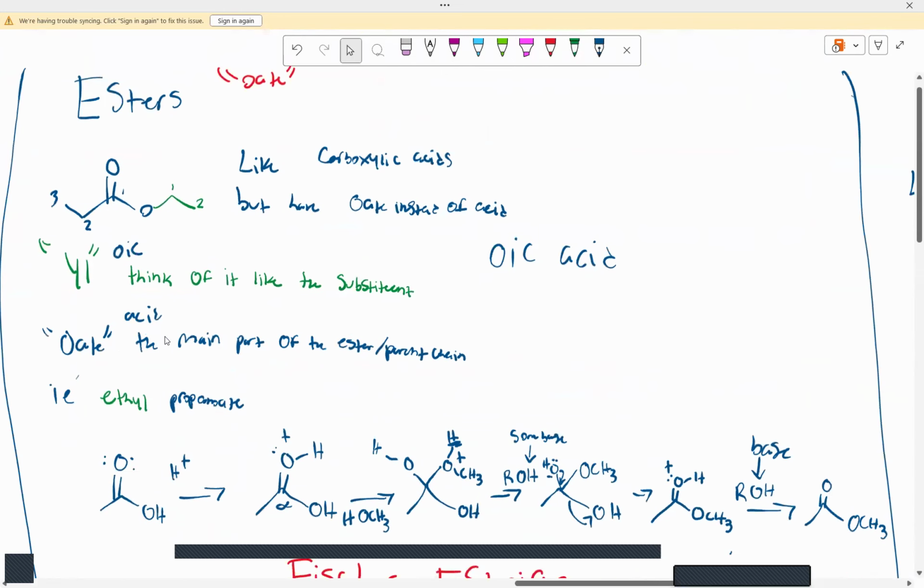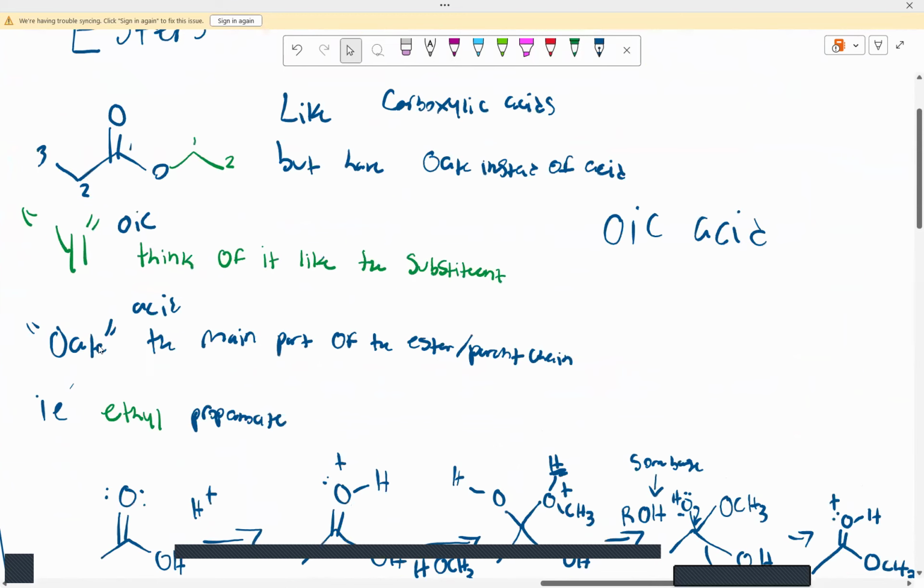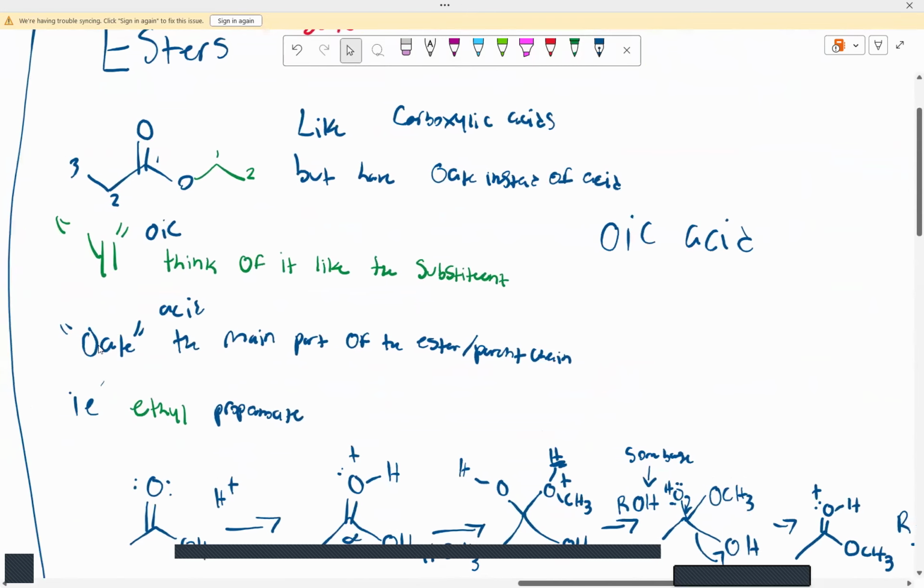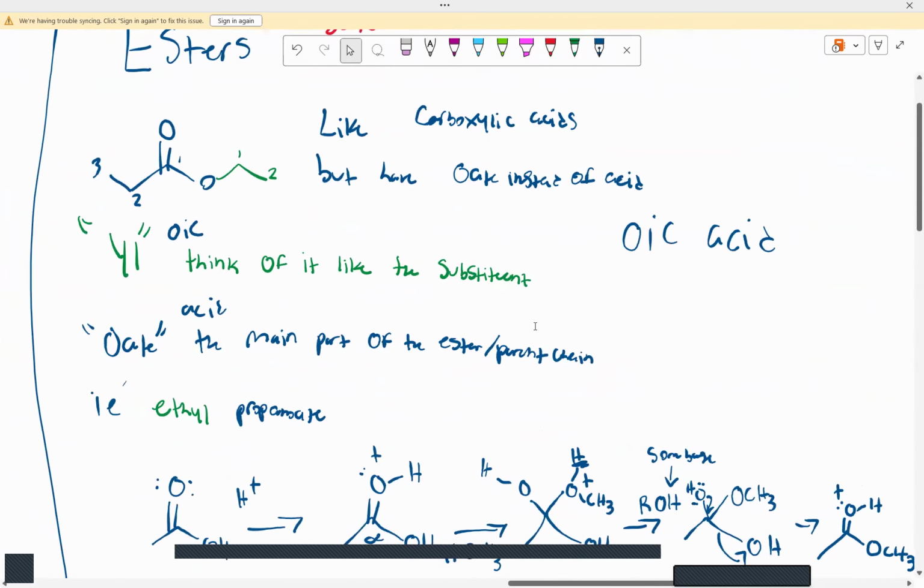Here I have esters, and they have the suffix oate. So like carboxylic acids, but they have oate instead of oic acid, and they also have the yl. So think of when you're naming a substituent for an alkane, you'll have a yl. It'll be methyl instead of methane, right? So think about it like a substituent. Whereas oate is the main part of the ester, so I think of that as a parent chain. That's where the carbonyl will be, which I have in dark blue here. So whenever you see the carbonyl, that's the parent chain, so that'll have the oate.